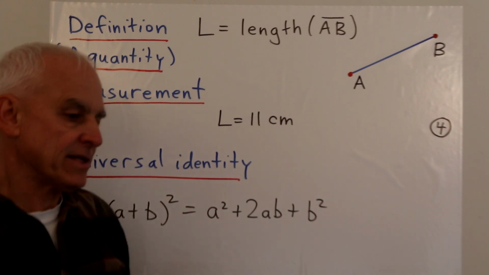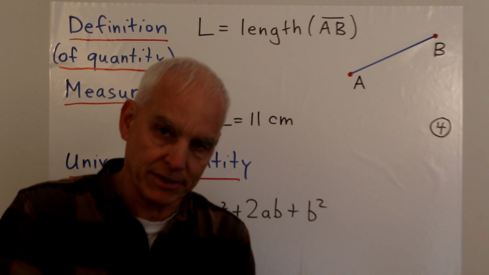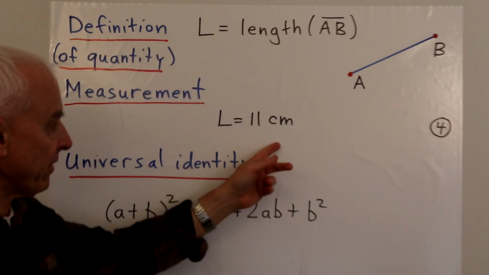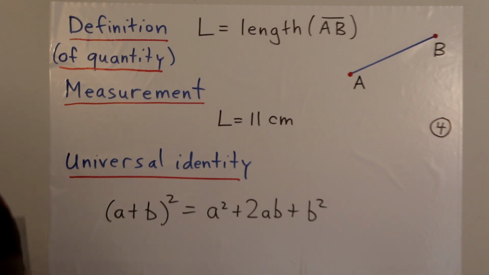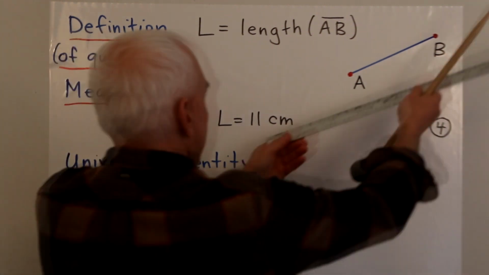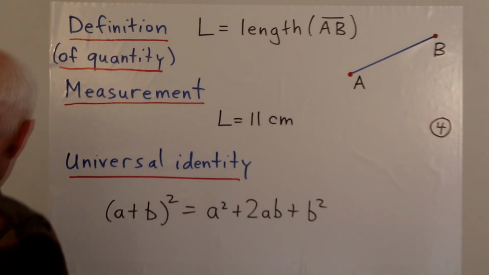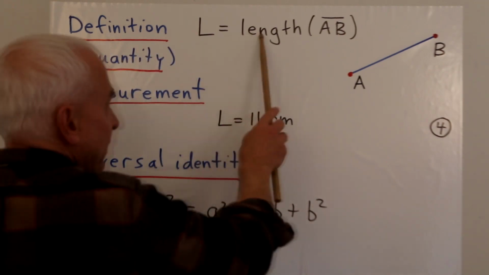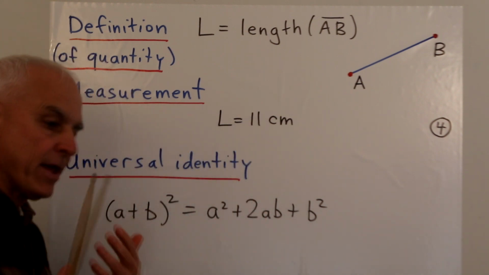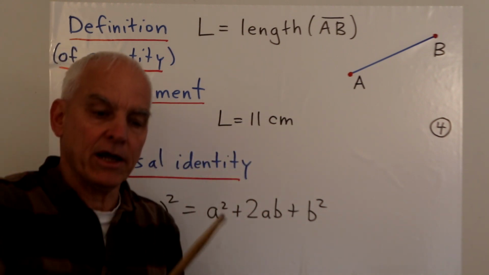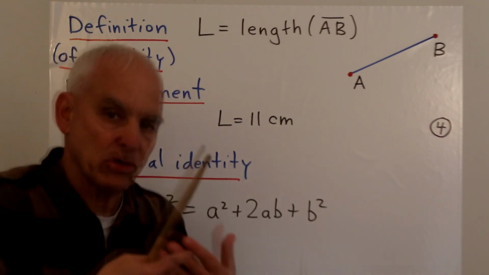Closely related to that is the idea of measurement and expressing a measurement. So the statement L equals 11 centimeters, which could apply to this thing here. If we get a ruler, we take this segment, and then we measure it, okay, we see 11 centimeters. So here is the definition of L given by an equal sign. Here's another equation involving L, which is telling us what L actually evaluates to, or what the measurement of L is.